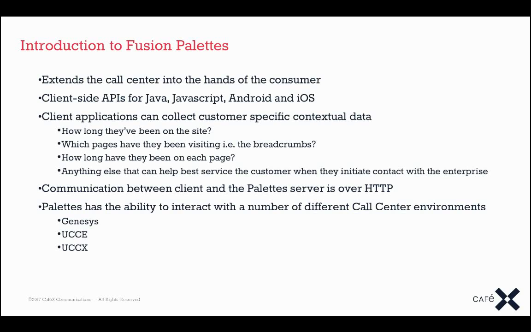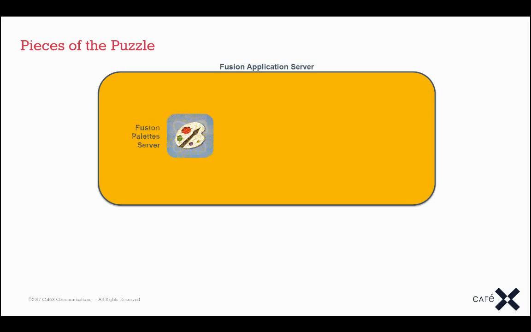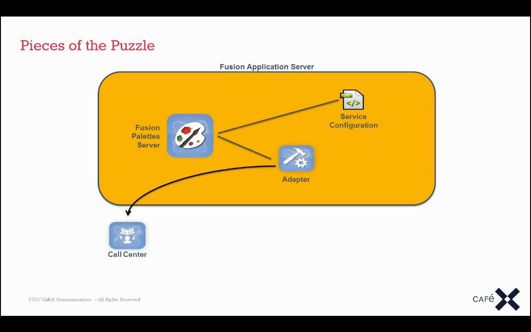Let's now look at the different components required to build up a palette solution. To start with, the palette server is deployed onto the FAS. In order for the palette server to communicate with a back-end call center environment, it requires the use of a call center specific adapter, and the configuration for that adapter is defined within a service configuration component. We then have the enterprise's web application, which will serve up content to the customer.